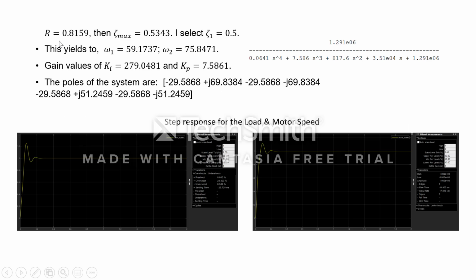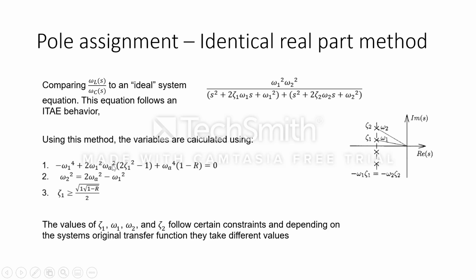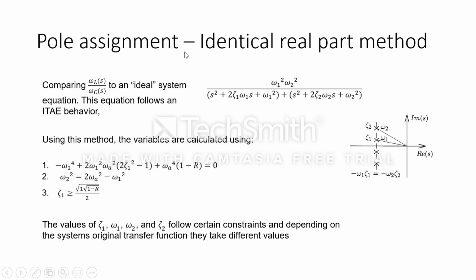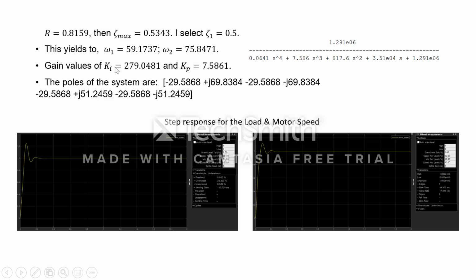Now, using the system parameters, I can obtain the inertia ratio as well as the maximum damping ratio that I could use for my pole selection. Since this is maximum, I select 0.5. And by math calculations from these equations, I can obtain omega 1, omega 2, and later compare this equation to the equation shown before and find the gain values for the integral and the proportional gains.